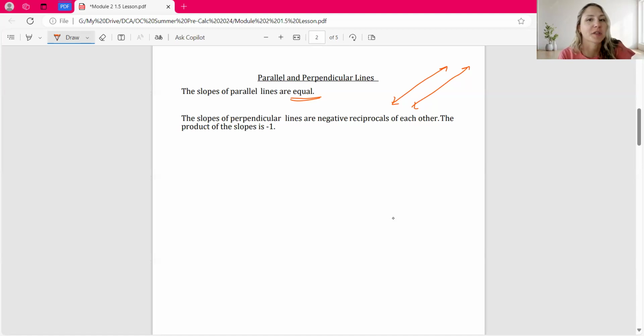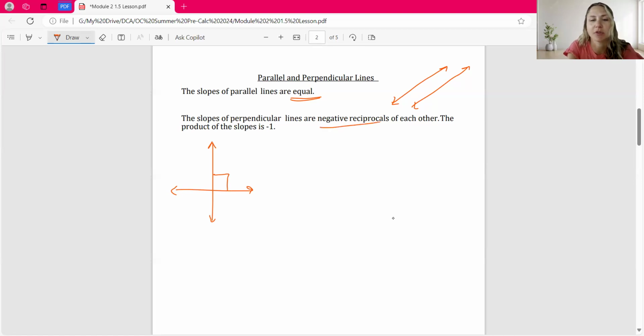The next thing is the slopes of perpendicular lines are negative reciprocals of each other. This also means that the product of the slopes is -1. So here we've got perpendicular lines. I can draw you an example. Perpendicular lines intersect at a 90-degree angle. So there we've got perpendicular lines.